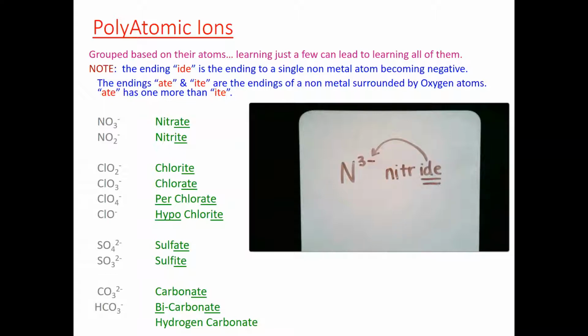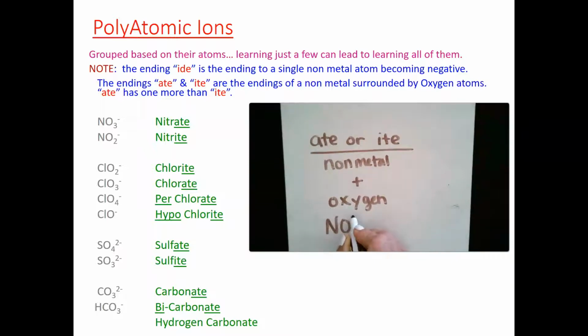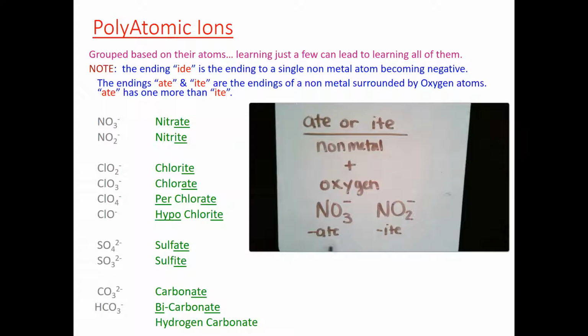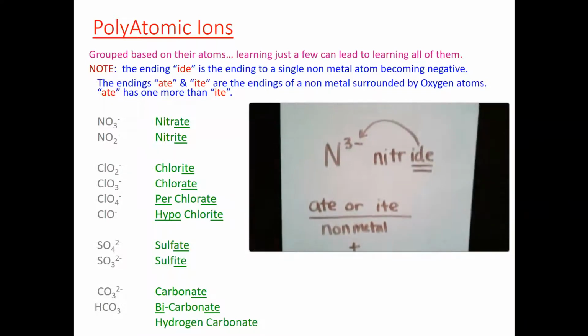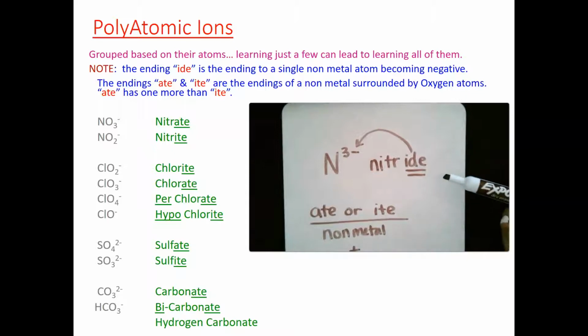If I have an ending of ATE or ITE, I know that I am dealing with a polyatomic ion, which is a nonmetal with oxygen. And this is something like nitrate or nitrite with a nonmetal and oxygens. So we can see the endings. This is an ATE ending, nitrate. This is an ITE ending, nitrite. And of course, if we don't have any oxygens, then we just have the ending IDE, nitride.